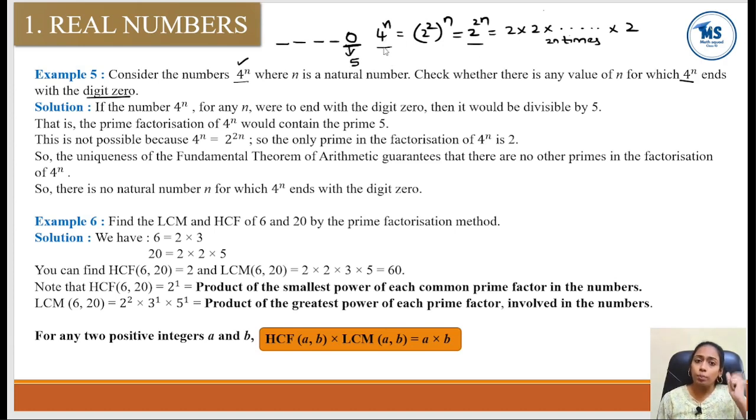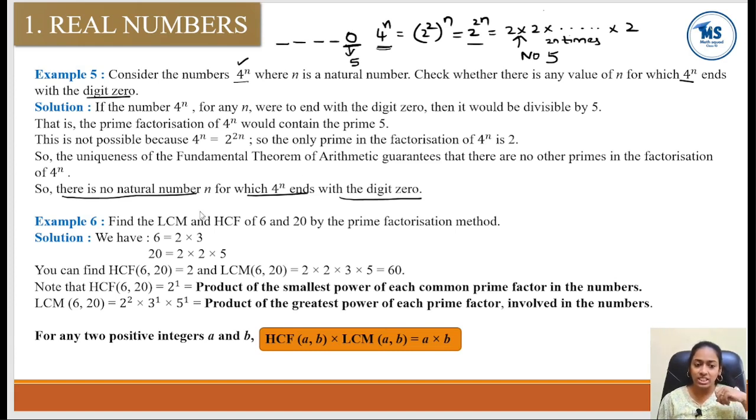But the prime factorization of 4 power n has only 2's. There's no 5 in this prime factorization, right? We have seen here. There's no 5. So obviously there cannot be a number which has 0 in the last digit if it is in the form of 4 power n. Therefore there is no natural number n for which 4 power n ends with the digit 0. Okay, we are done with this question.